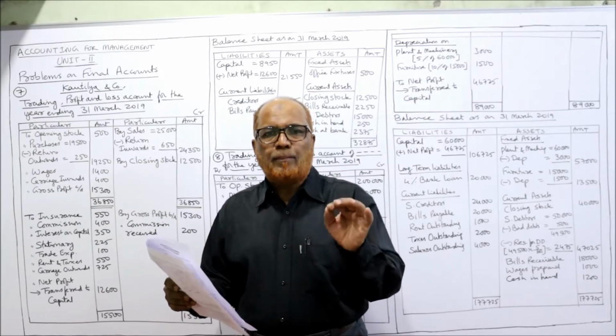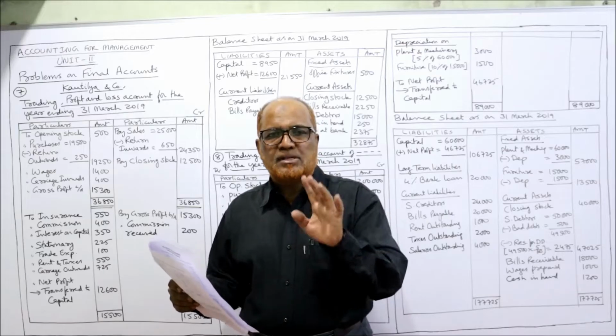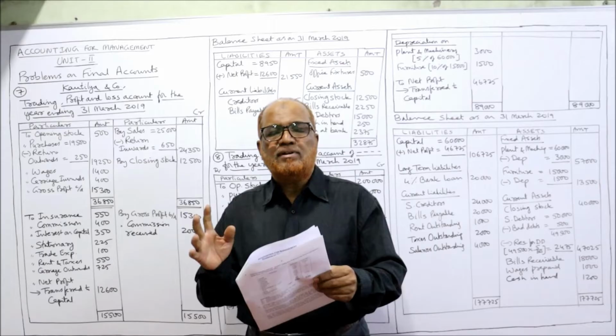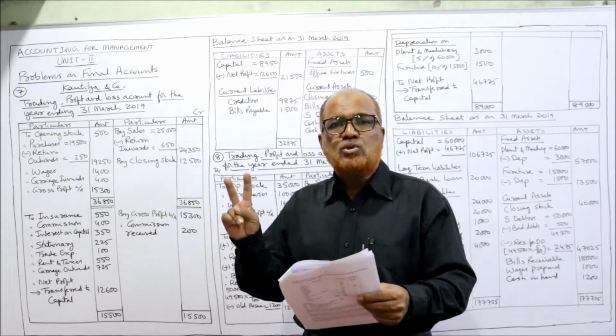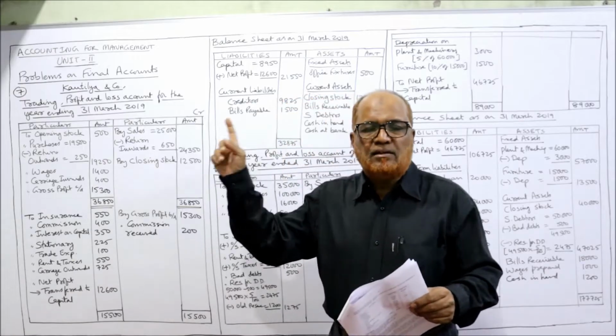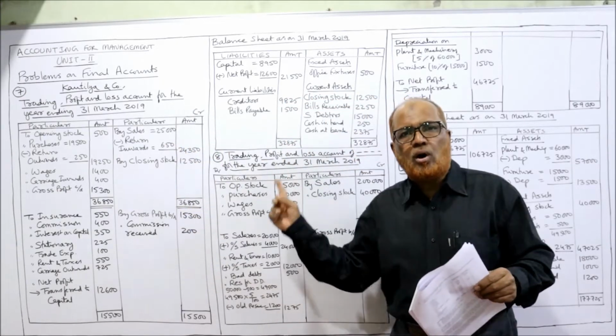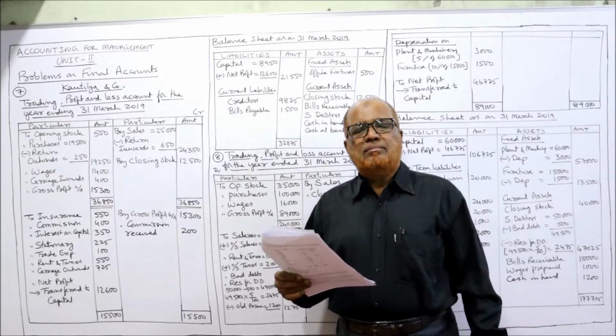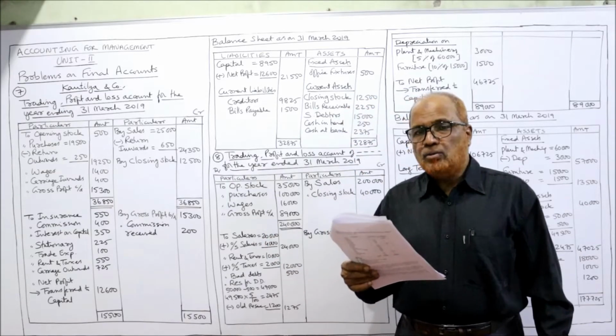So always keep a pen, notebook and calculator beside you. Whenever I say something, immediately write it down. Otherwise you'll forget it. So closing stock twice. Whereas trial balance items will appear only once, either in the trading account or profit and loss account or balance sheet. That's it. Now, one by one item I'm going to explain. Write it down there itself.